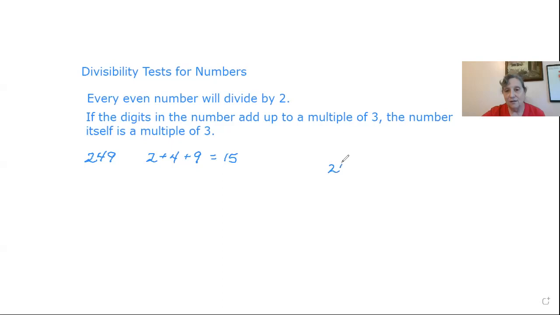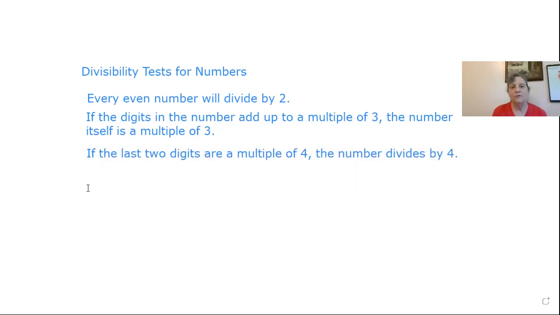Let's see. 249 divided by 3: 3 won't go into 2. 3 into 24 is 8. 3 into 9 is 3. So 3 actually goes into 249 83 times. Or you could check that on a calculator.